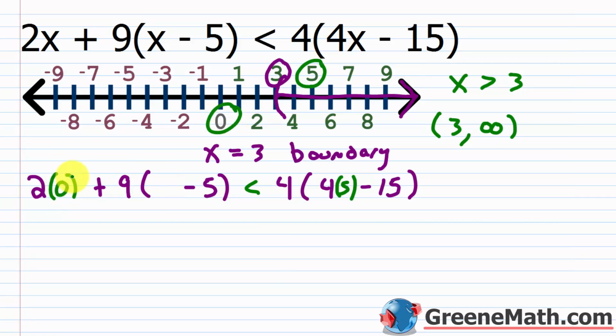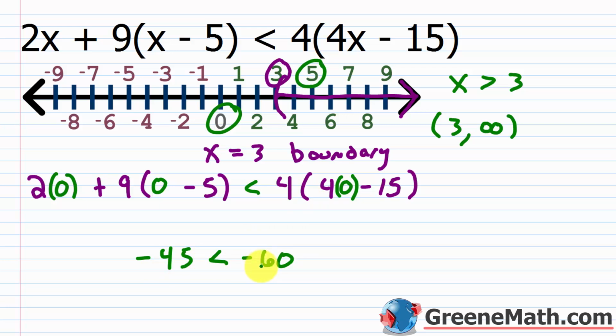So we'll plug a 0 in there, and also here. Okay. All right, so 2 times 0 is 0, so that's gone. 0 minus 5 is negative 5. 9 times negative 5 is negative 45. So this is less than. 4 times 0 is 0. 0 minus 15 is negative 15. 4 times negative 15 is negative 60. So is negative 45 less than negative 60?